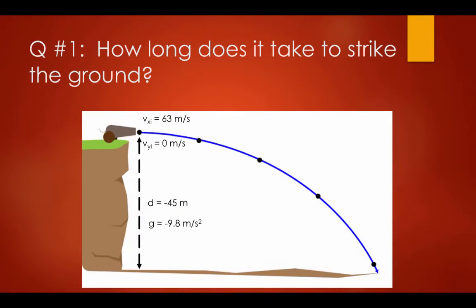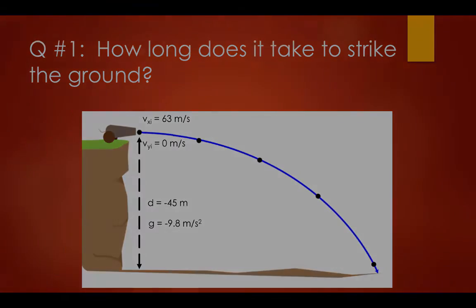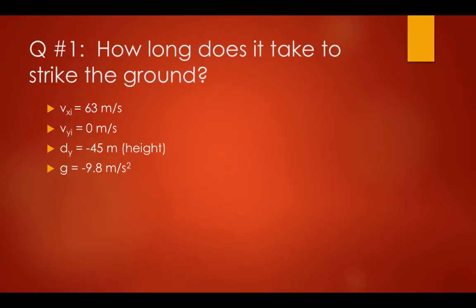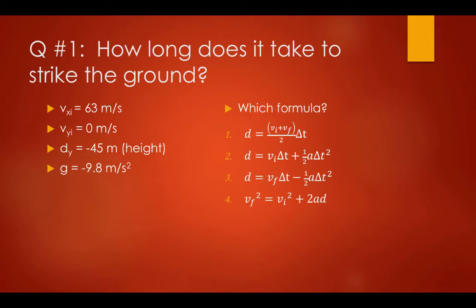Question number 1. How long does it take for the cannonball to strike the ground? Well, here are our values. Our initial velocity in the x is 63. Our initial velocity in the y is 0 meters per second. Our distance above the ground is 45 meters, so the displacement vertically is negative 45, and gravity is negative 9.8 meters per second squared. Which kinematic equation do we use?